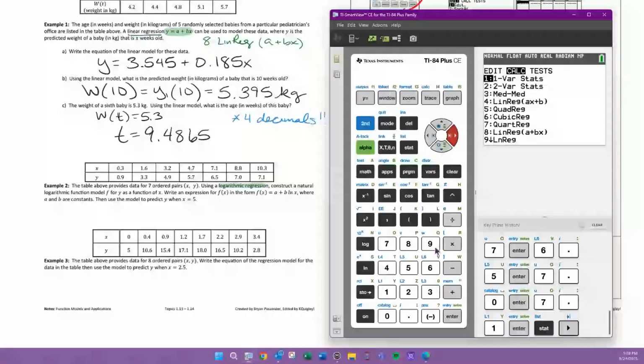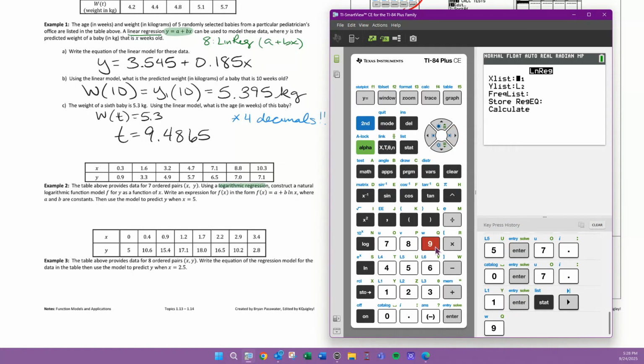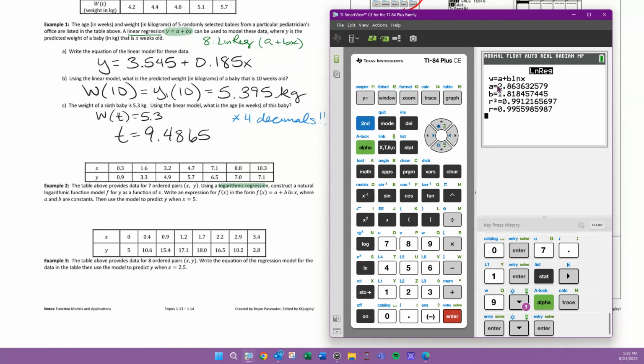So we're going to use option 9. You either scroll to number 9 or you click option 9. On the store regression equation line, we want to put y1 so that the calculator will graph the function for us. We go to alpha, trace, enter to make that happen, and then calculate.